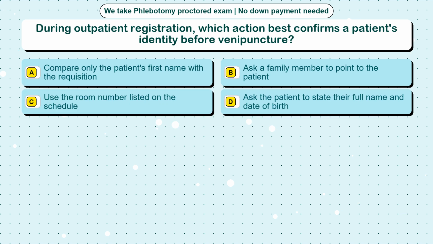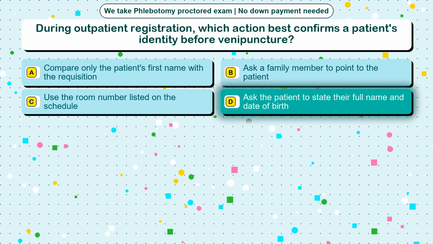Question 26. During outpatient registration, which action best confirms a patient's identity before venipuncture? Option A, compare only the patient's first name with the requisition. Option B, ask a family member to point to the patient. Option C, use the room number listed on the schedule. Option D, ask the patient to state their full name and date of birth.